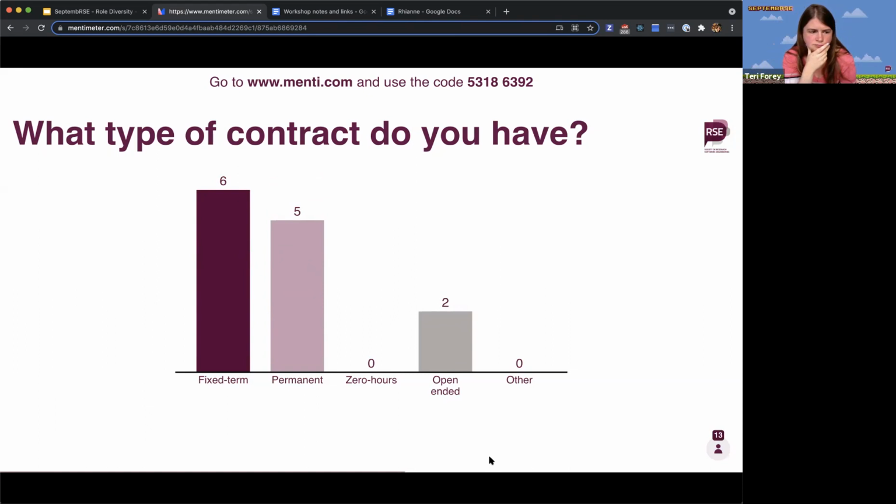So open-ended might be based on funding or something like that, as in it's going to stay open until a set date, or it will be finished in two years, but it is dependent upon other things, whereas permanent is obviously you've got a permanent job. Just the answer in the chat there.